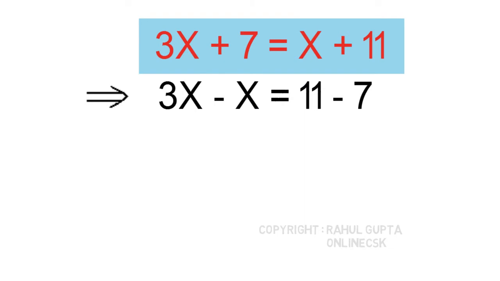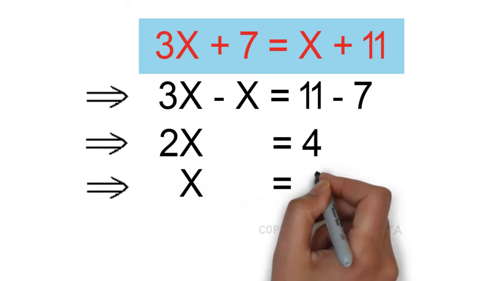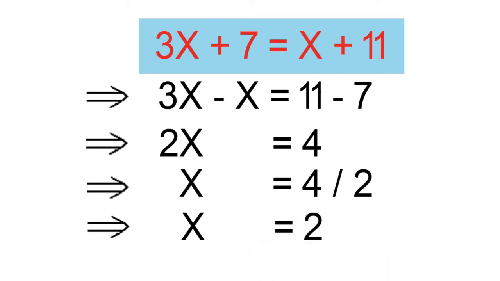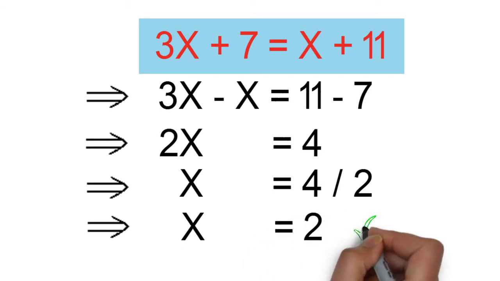So the new equation is 3x minus x is equal to 11 minus 7. 3x minus x is equal to 2x, and 11 minus 7 is 4. So 2x is equal to 4. Now the next important thing is, whatever we have in terms of multiplication on the left hand side, if I take this to the right hand side, it would be division, and had it been division, it would have been multiplication. So 2x is equal to 4. I can write x is equal to 4 by 2, and 4 by 2 is equal to 2, so x is equal to 2. This is our answer.